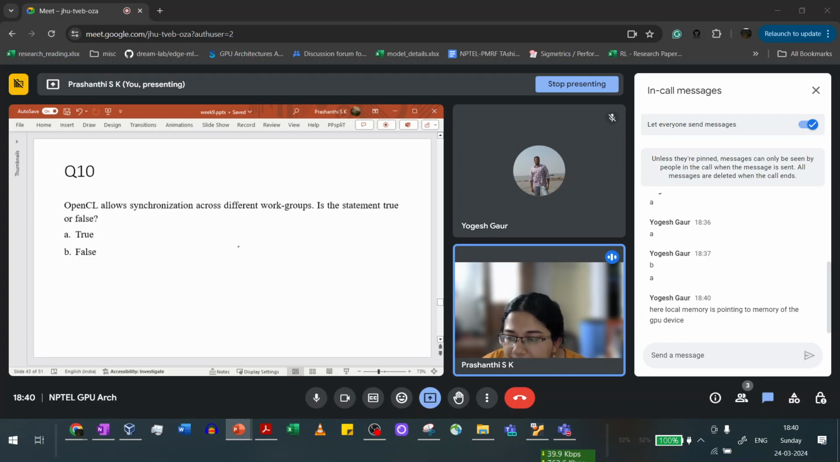Local memory is pointing to the memory of the GPU device. Again, it could be GPU or something else. I didn't get your question.